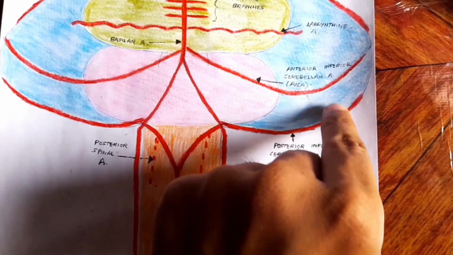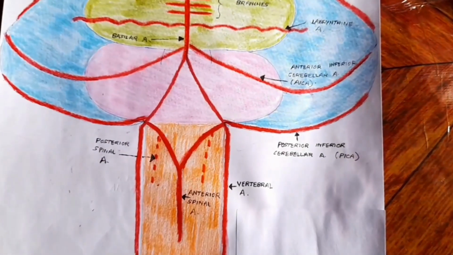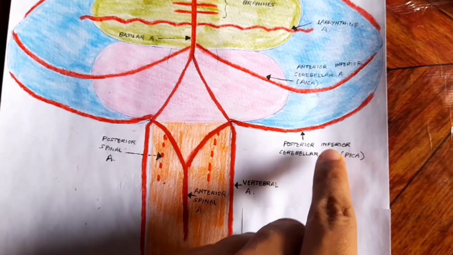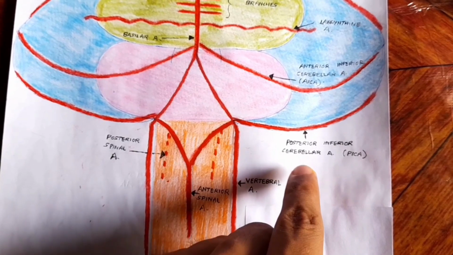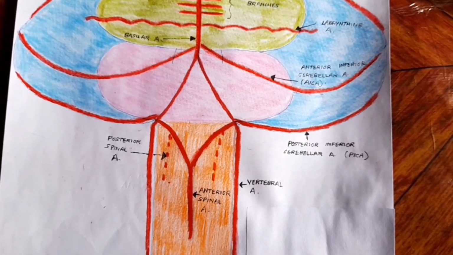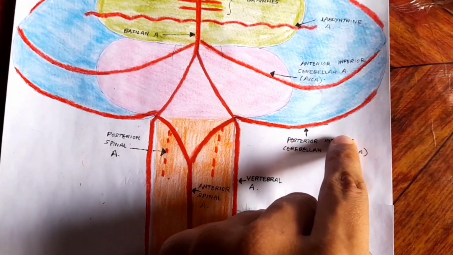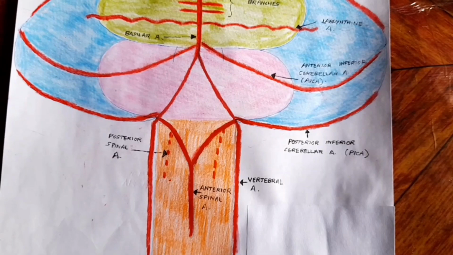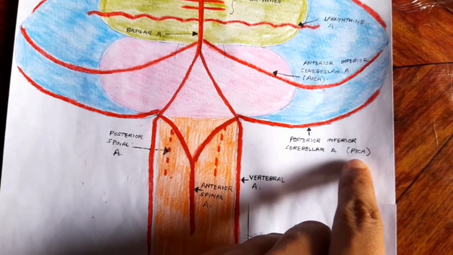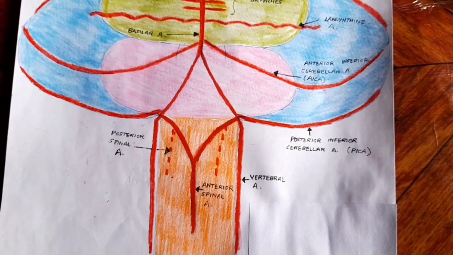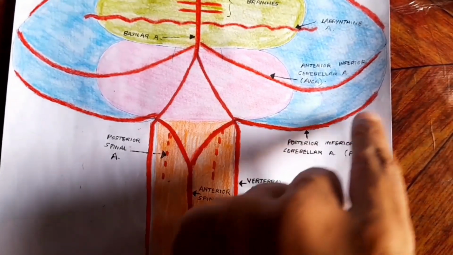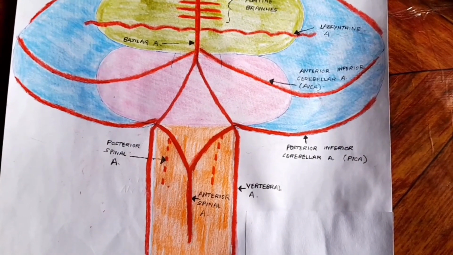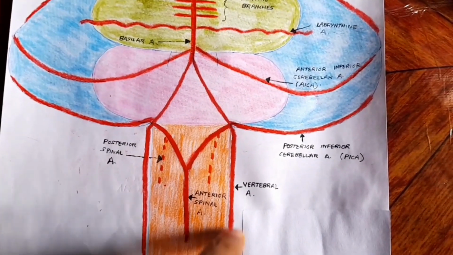So where does it supply? We can know it from the name. Posterior means back, behind. Inferior means down. Cerebella, it is supplying the cerebellum. So this artery is supplying the back part and the down part of the cerebellum. Thus the name posterior inferior cerebral artery. So this posterior inferior cerebral artery is on both sides, on the left side, on the right side. Why on both sides? Because we know that we have two vertebral arteries, right and left. So the right one will give one branch, and the left one will give another branch, which will supply the cerebellum.